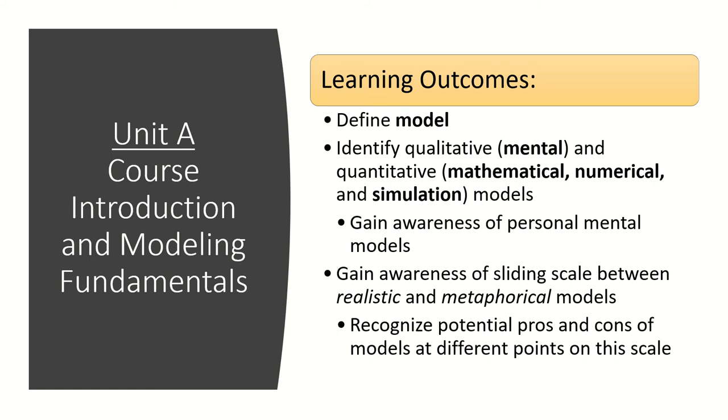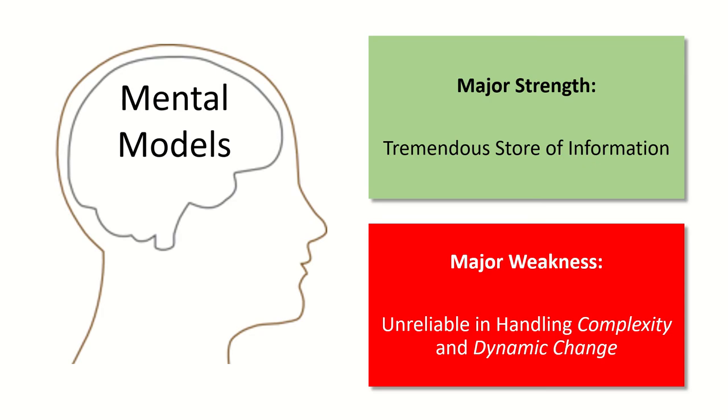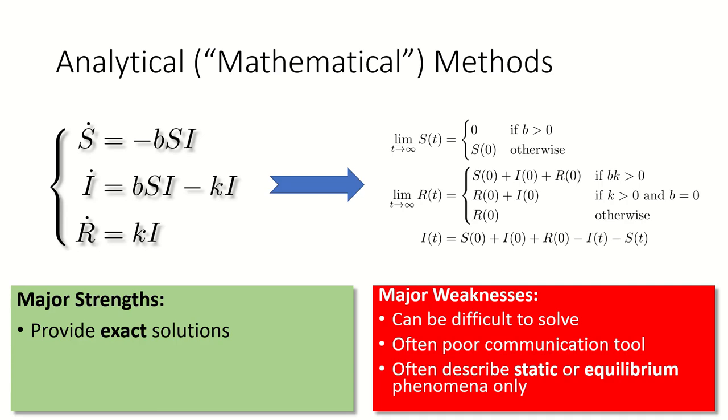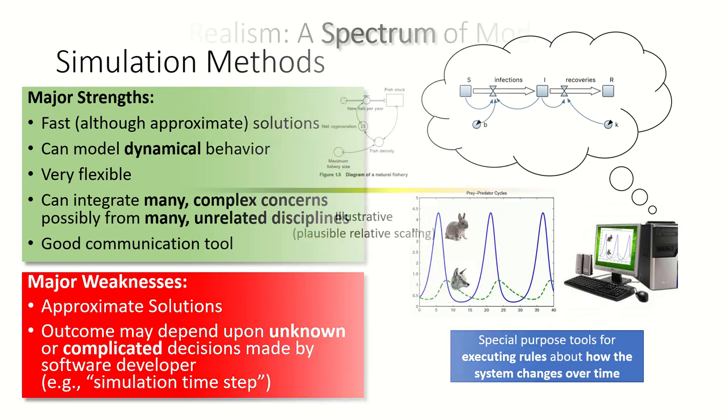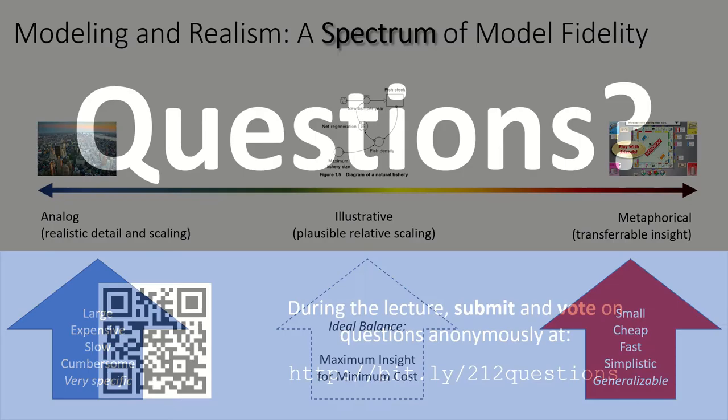And so just keep in mind that the general definition of a model is something that answers a what-if question, and this sliding scale between realistic analog models and metaphorical models. So that's all I'm kind of summarizing here. So hopefully if you can look at this slide and justify to yourself that everything on here is a model, then you're in good shape. And then the difference between mental models and quantitative models, why they're good, why they're bad, and so on. And then why we use simulation models. So all this general stuff, I'm just going through quickly, because I want to remind you that all of this material is still there.